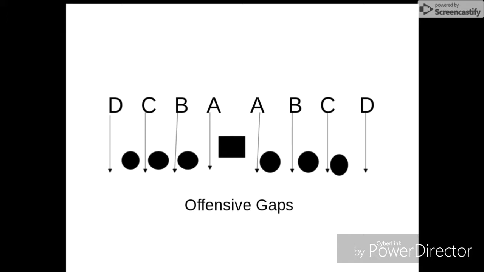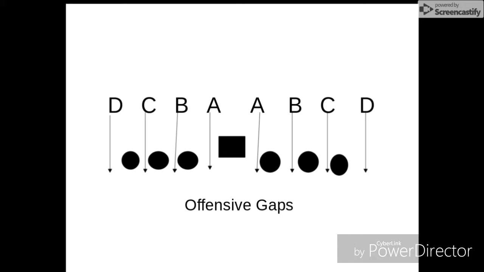So at first we look at our offensive gaps. Pretty simple. The gap between the center and the guard is the A gap. The gap between the guard and the tackle is the B gap. The gap between the tackle and the tight end is the C gap. And then outside the tight end to the sideline is the D gap.